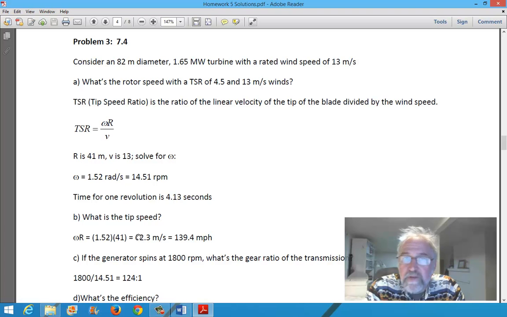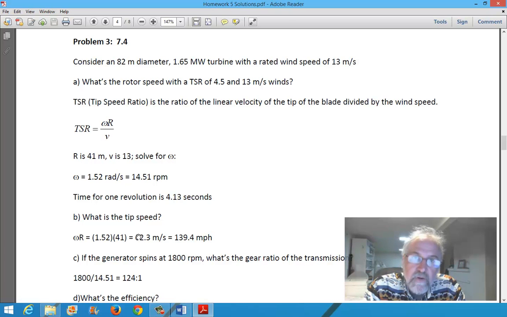It's got a rated speed of 13 meters per second. So if the turbine says it's rated at 1.65 megawatts at a rated speed of 13 meters per second, that's telling you where the knee in the power curve is, where it starts flattening out. And it also tells you that at 13 meters per second, it's going to produce 1.65 megawatts. So what's the rotor tip speed? Oh, they said the tip speed ratio is 4.5. So what is the speed of the rotor itself? How fast is it spinning in those 13 meter per second winds?